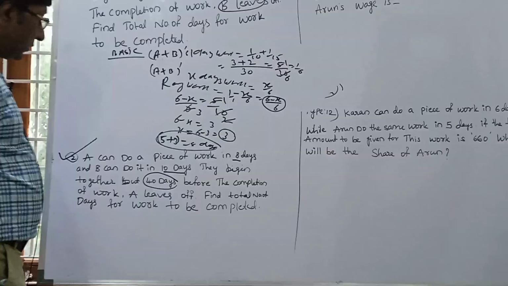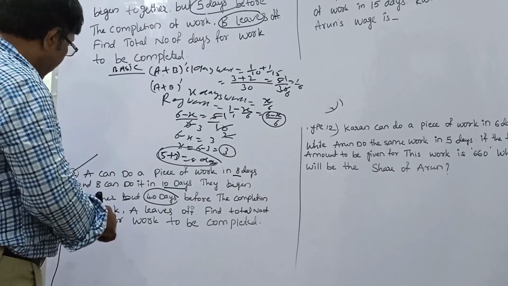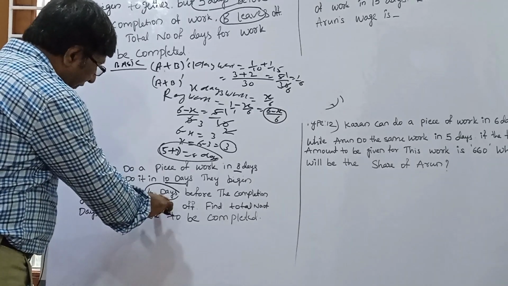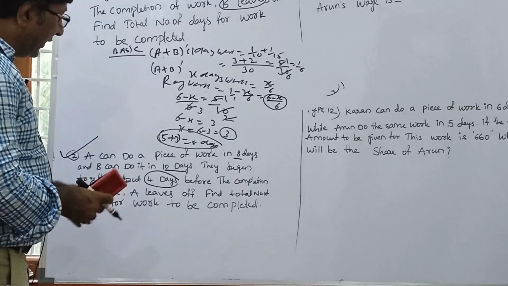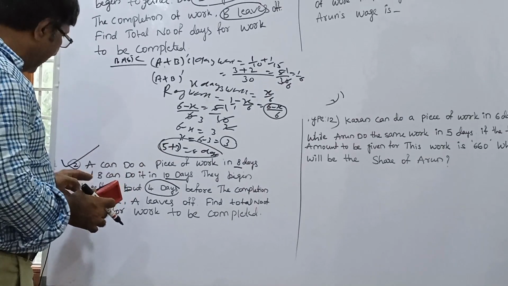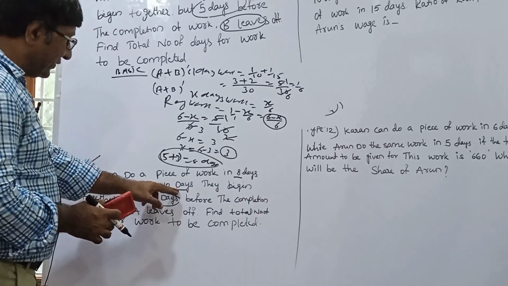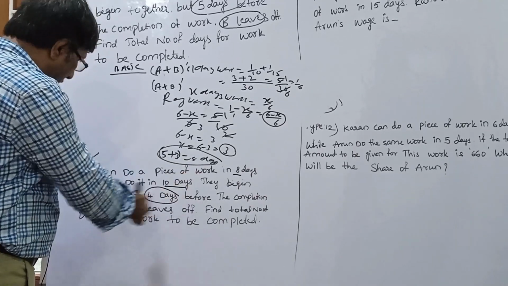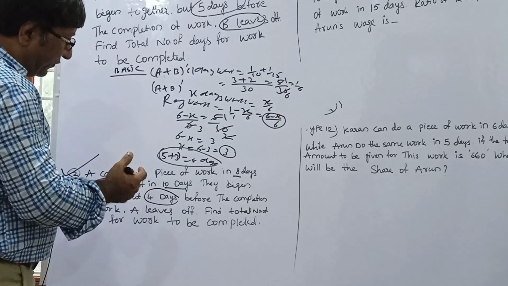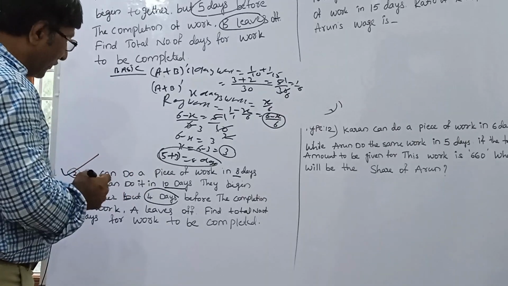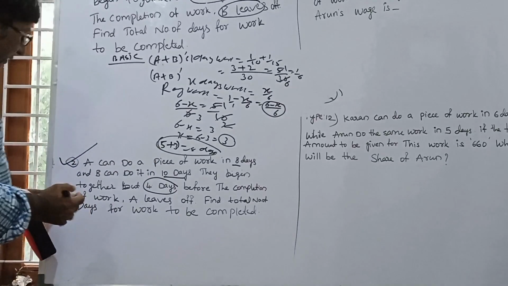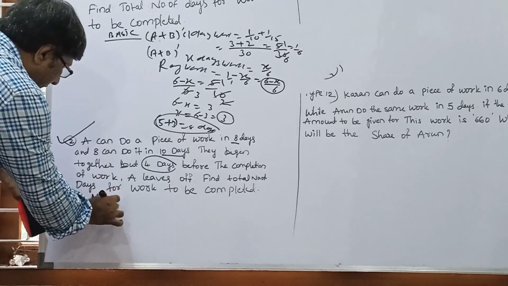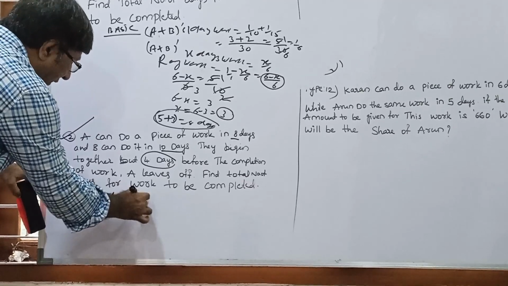So this is question number 2. A can do a piece of work in 8 days and B can do it in 10 days. They begin together, but 4 days before the completion of work A leaves off. Find the total number of days for the work to be completed. Again the same trick for the required number of days.